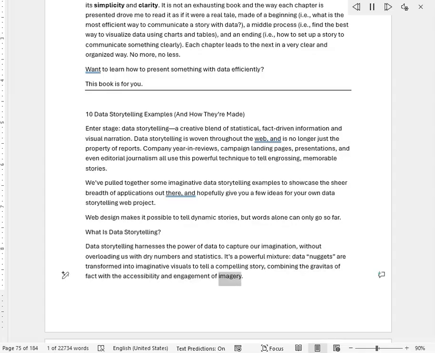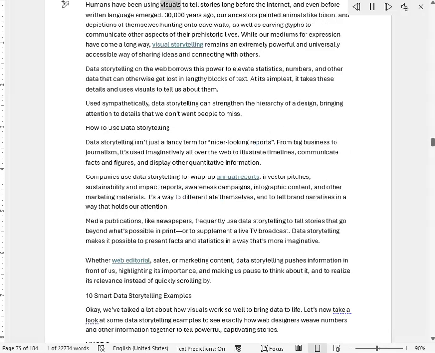Humans have been using visuals to tell stories long before the internet, and even before written language emerged. 30,000 years ago, our ancestors painted animals like bison and depictions of themselves hunting onto cave walls, as well as carving glyphs to communicate other aspects of their prehistoric lives. While our mediums for expression have come a long way, visual storytelling remains an extremely powerful and universally accessible way of sharing ideas and connecting with others.